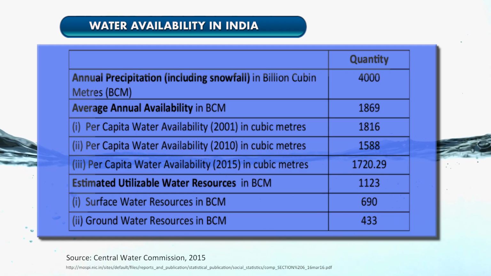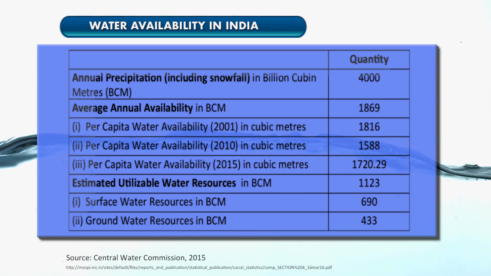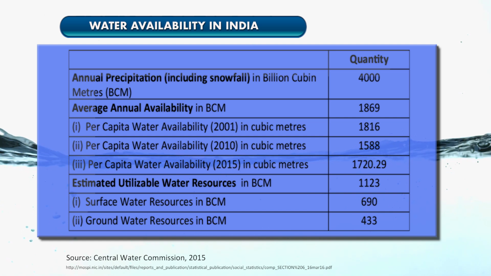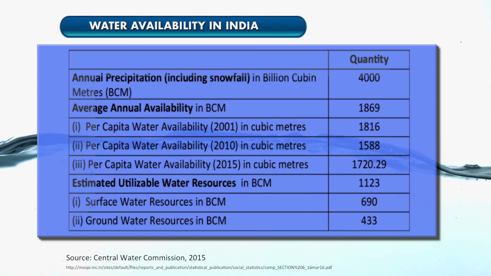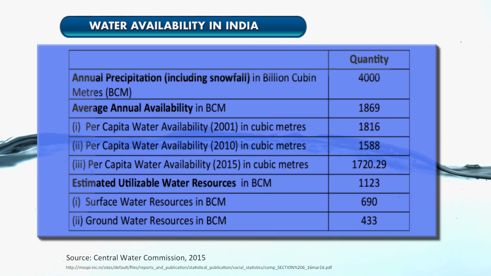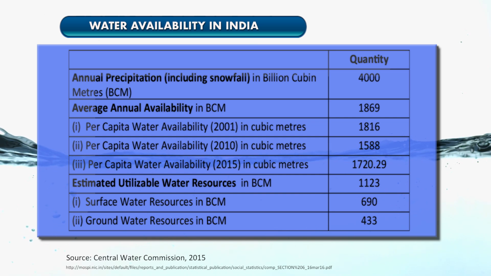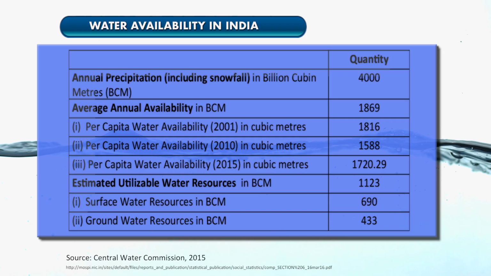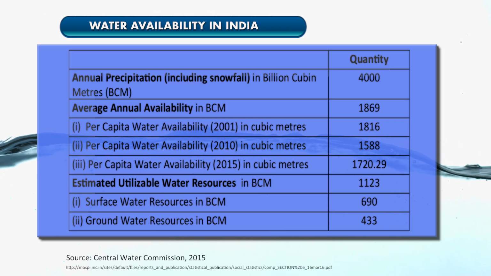And here we can see the water availability in India. We have annual precipitation, including snowfall, of 4,000 billion cubic meters, and the annual availability of water is 1,869 billion cubic meters. When we talk about per capita availability, in the year 2001 it was 1,816 cubic meters, and in 2015 this figure reached 1,720 cubic meters per capita availability.